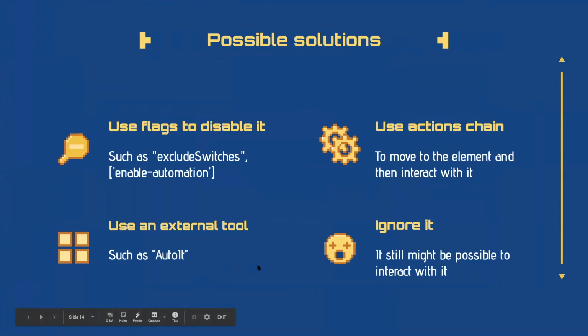The first one, we can use a flag. If we use a flag such as the exclude switches flag, we might be able to remove the enable automation bar, so it won't be there in the first place. That's the first option. Another option is to use an external tool such as AutoIt. AutoIt for Windows is an external tool that you can use to interact with elements of the operating system.